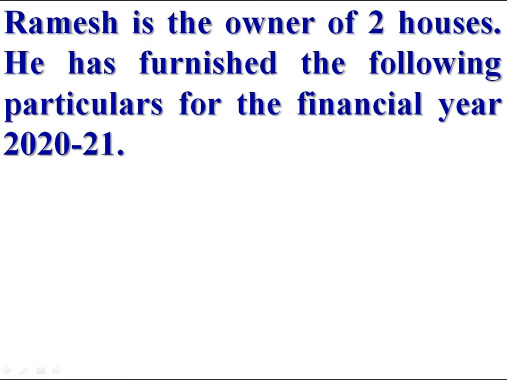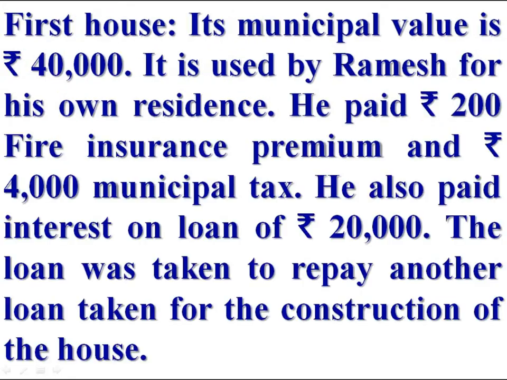Ramesh is the owner of two houses. He has furnished the following particulars for the financial year 2020-21. First house: its municipal value is Rs 40,000. It is used by Ramesh for his own residence. He paid Rs 200 fire insurance premium and Rs 4,000 municipal tax. He also paid interest on loan of Rs 20,000. The loan was taken to repay another loan taken for the construction of the house.